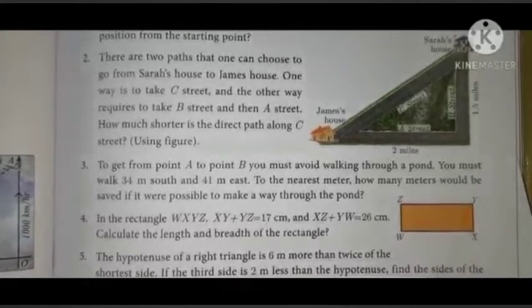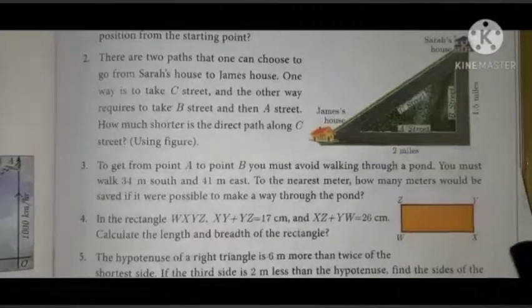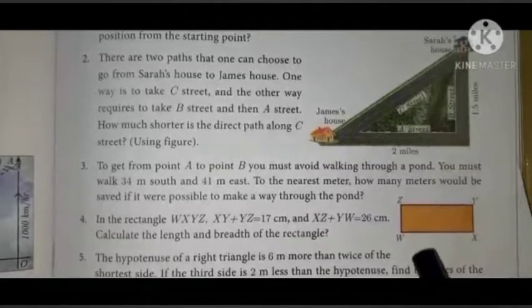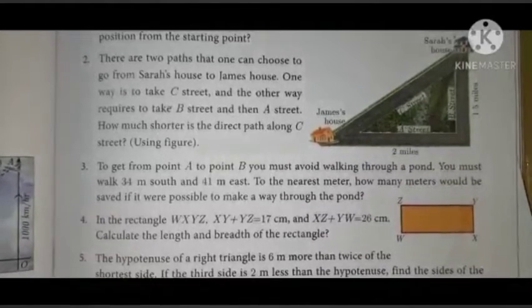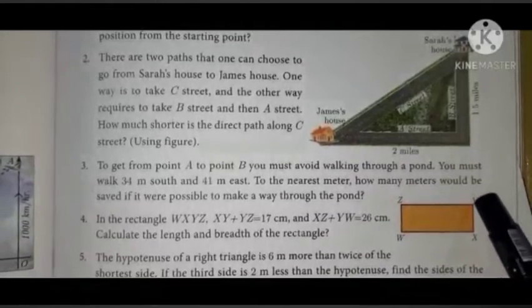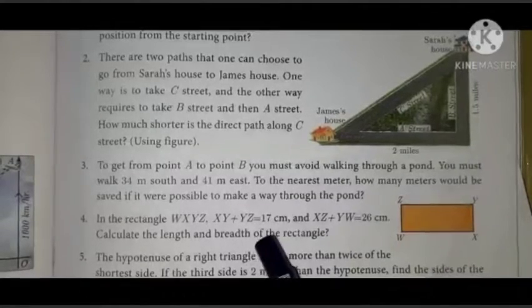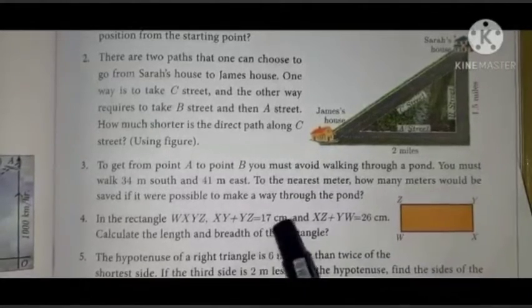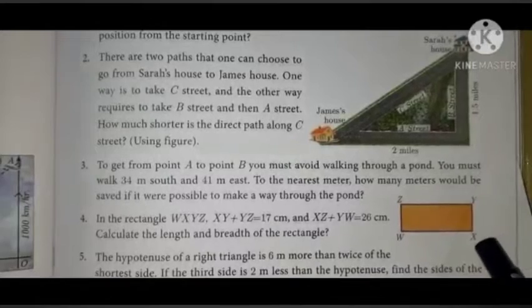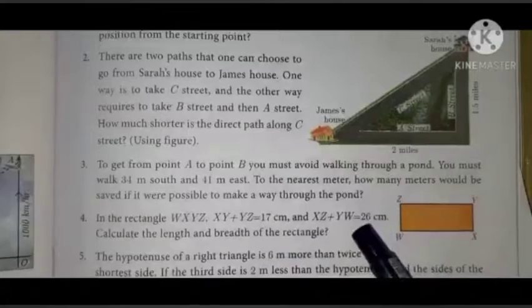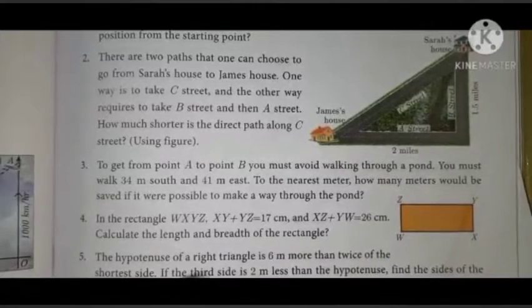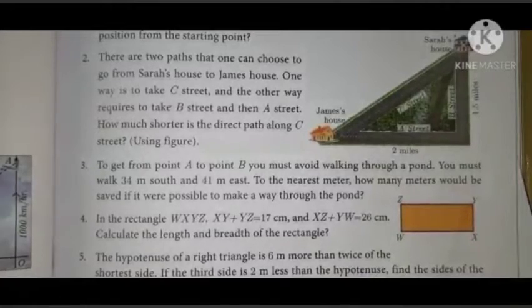Length WX and YZ are opposite sides, and XY and WZ are the breadth. XY plus YZ is equal to 17, that is breadth plus length is equal to 17 centimeter. XZ and YW are diagonals. The sum of the diagonals is 26 centimeter. Using this detail, find the length and breadth of the rectangle.